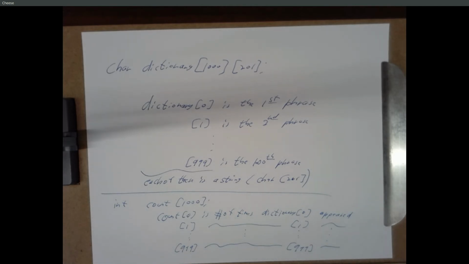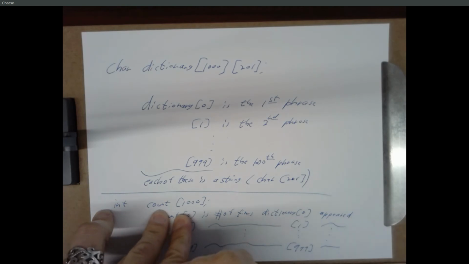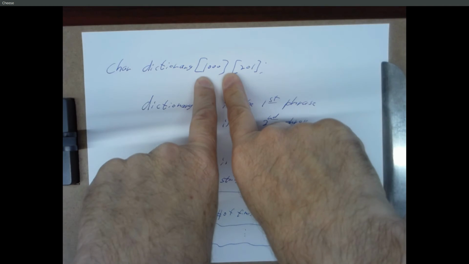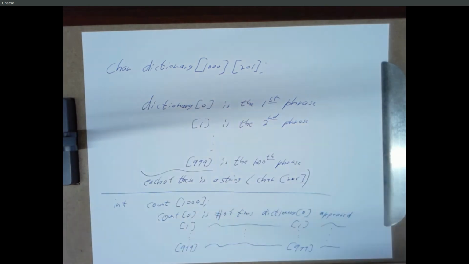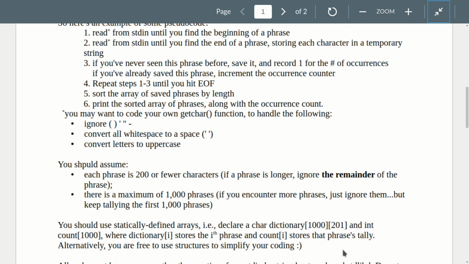If you know how to code structures and you like coding structures, you can use a structure instead. You can have a structure that contains a phrase, that's 201 characters, and an integer, which is how many times that phrase occurred, and then make yourself an array of 1,000 of those structures. Call that your dictionary. Okay, that's a simpler way to do this if you're comfortable with structures. If not, just use parallel arrays. And everything I'm doing up here is assuming parallel arrays. Alright, so statically defined arrays, dictionary is 1,000 by 201 and count is 1,000. dictionary[i] stores the ith phrase, count[i] stores that phrase's tally. Or you can use structures.